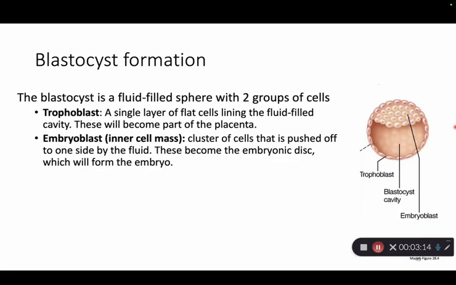The blastocyst will have 2 distinct cell populations. The trophoblast, which we can see here, which are a layer of flattened cells that will form part of the placenta, and the embryoblast, seen here, or inner cell mass, which will become the embryo proper, or the developing fetus eventually. The organization here is crucial because cell fate is now being determined, and the first signs of specialization or differentiation are emerging.